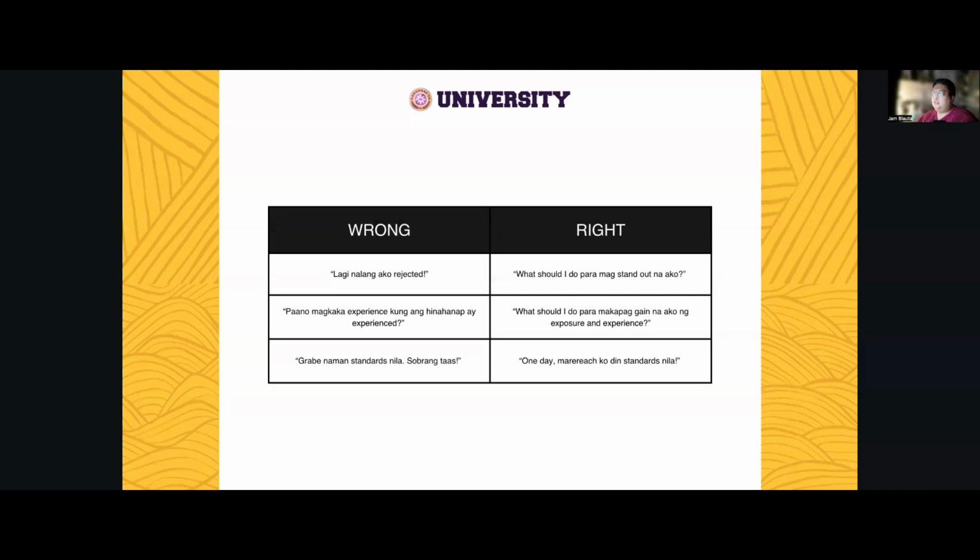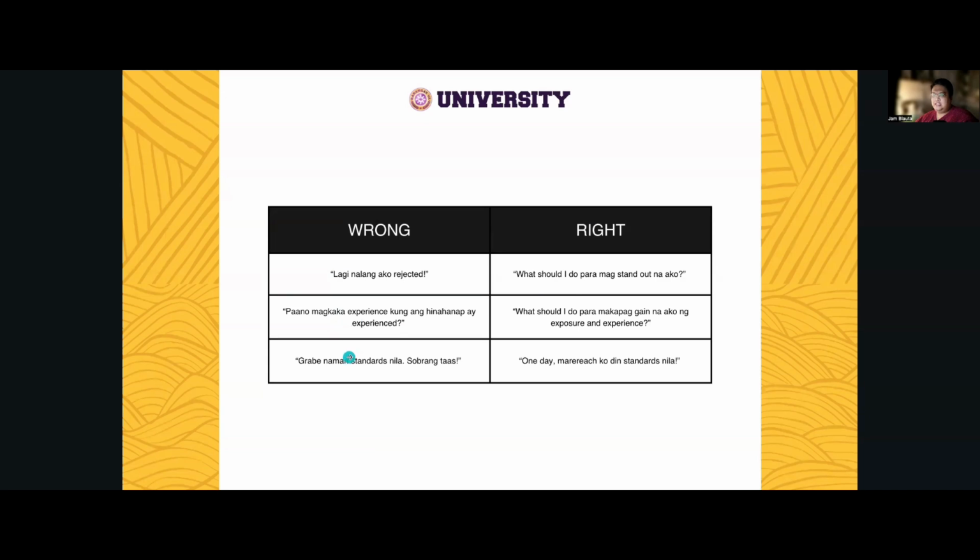All right. So let's fix the mindset. You always say, na parang in Tagalog, guys, okay, lagi akong rejected, or in English, I'm always rejected. You always complain, okay? So what is the right mindset? What should I do so I can stand out already out of the thousands of applicants out there? Instead of saying, paano magkaka-experience ko ang hinahanap na experience? Or how does one get experience if the only people you hire are experienced ones? Instead of saying that, then you say, what should I do so I could gain more exposure and experience?